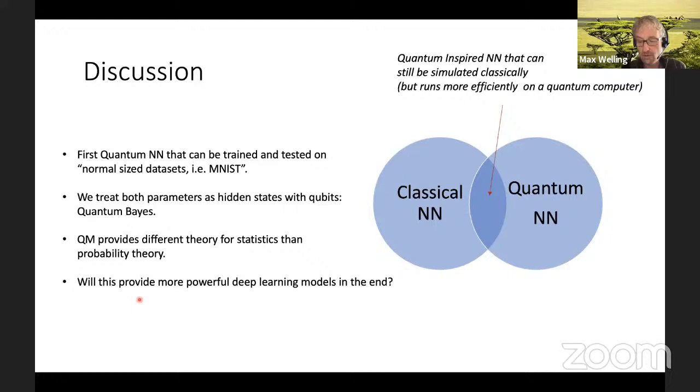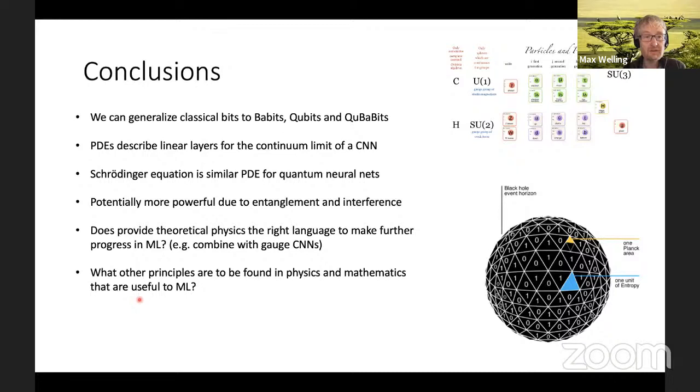So to conclude, it's kind of fun to think about the fundamental pieces of information for computer science, and we've gone from classical bits, probabilistic bits, Bayesian bits, qubits, and now qubabits. And I think there's an interesting future for that kind of modeling.